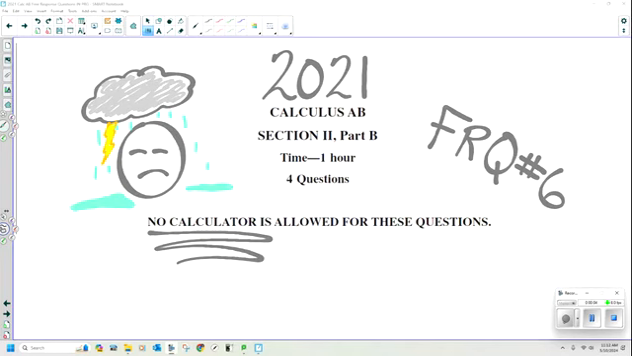Endings are always bittersweet. Oh, the sorrow, but the joy as we finish the last problem on the free response section with free response question number 6 of the 2021 AP Calculus AB exam. No calculator, but don't worry, don't be sad. Those gray skies are going to clear up because we are going to knock this out of the park. You ready? Let's get going.